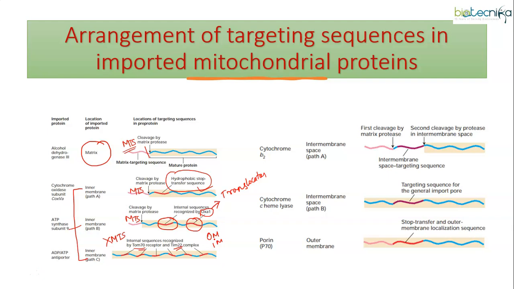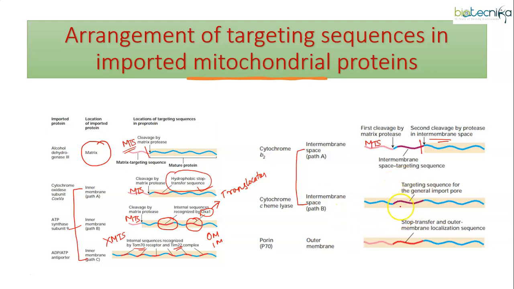Then we have intermembrane space targeting proteins. This is also of two types. As you can see, we have two polypeptides over here. In the first case, you will have two types of cleavage. One is MTS cleavage, that means they have exposure to the matrix, so the matrix targeting sequence will be cleaved. But in the second case, you will find intermembrane space targeting sequences there, so that will be the second cleavage.